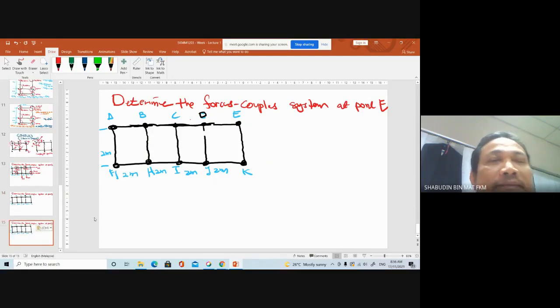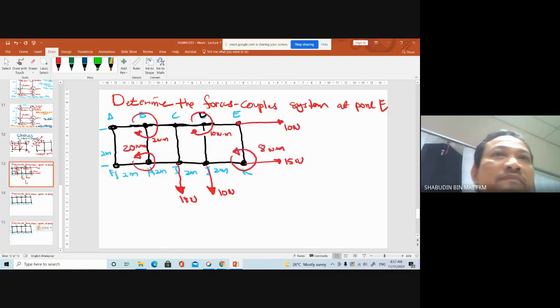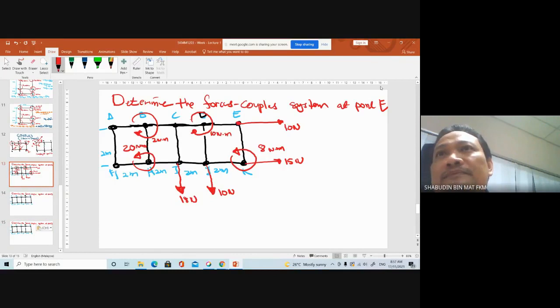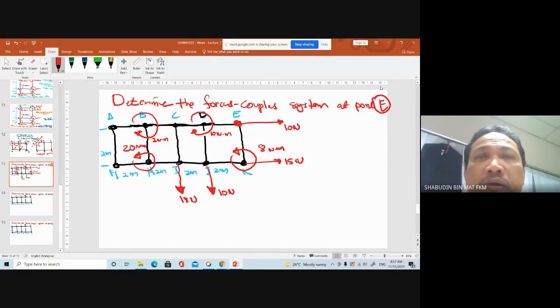Okay, all this moment into point E. At point E, it means that you want to transfer all the moments and forces at point E. Point E only. So you just summarize all the moment in X.